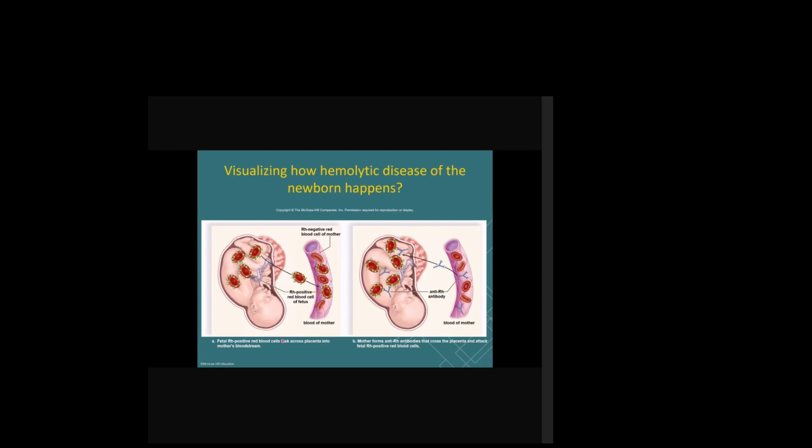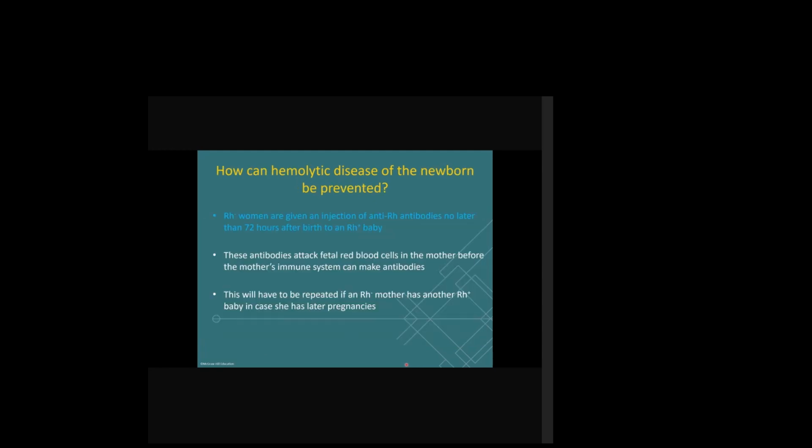As I said here, A: rhesus positive red blood cells leak across the placenta into the mother's bloodstream. And then B: the mother forms anti-rhesus antibodies that cross the placenta and attack the rhesus positive developing fetus. To resolve this, rhesus negative women are usually given an injection of anti-rhesus antibodies no later than 72 hours after birth of a rhesus positive baby.